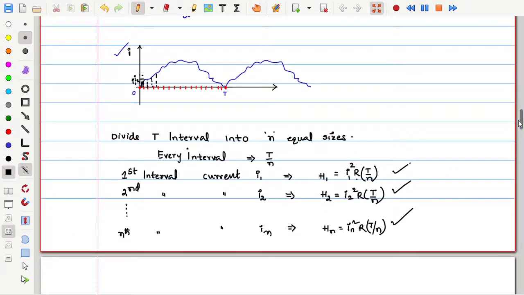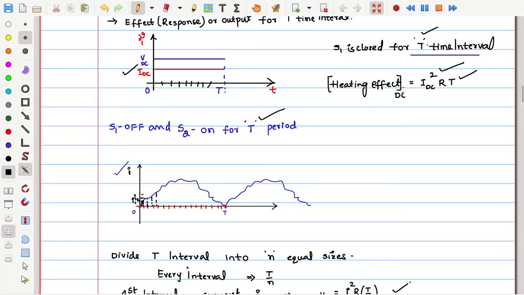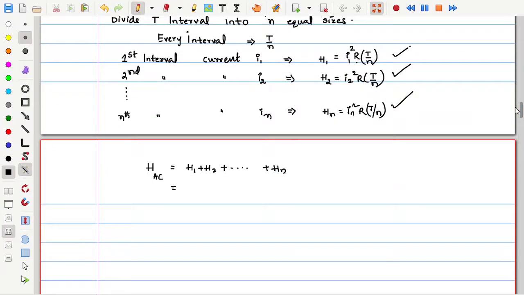Now, if we add up all these heating effects, we get the heating effect caused by this AC waveform, which is equal to H1 plus H2 and so on up to Hn. It gives the total AC waveform heating effect produced over a time interval of T period. Now, let me calculate first, then I will come back to that conclusion. Can I say R into T by n is constant in every H1, H2 and so on up to Hn? So I will take that common: R into T by n, times I1 square plus I2 square plus and so on up to In square. This is the heating effect due to the AC waveform.